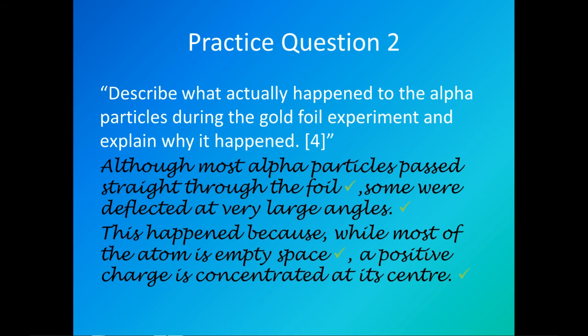Okay, so let's go over those. So describe what actually happened to the alpha particles during the gold foil experiment and explain why it happened. So, although most alpha particles passed straight through the foil, so that's 1 mark, some were deflected at very large angles for a 2nd mark. So that's what actually happened. So now the second part, explain why it happened. This happened because while most of the atom is empty space, so that gets us a mark, a positive charge is concentrated at its centre for the final mark.